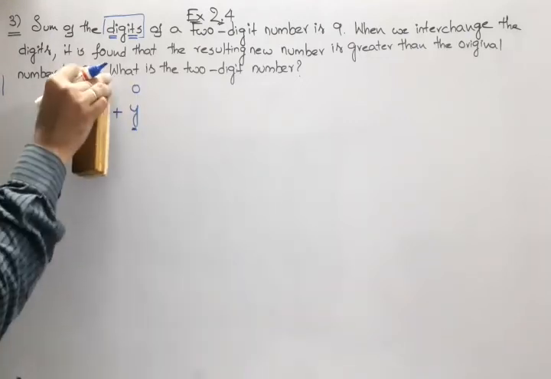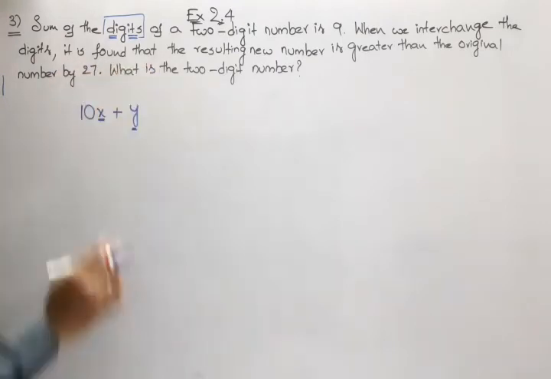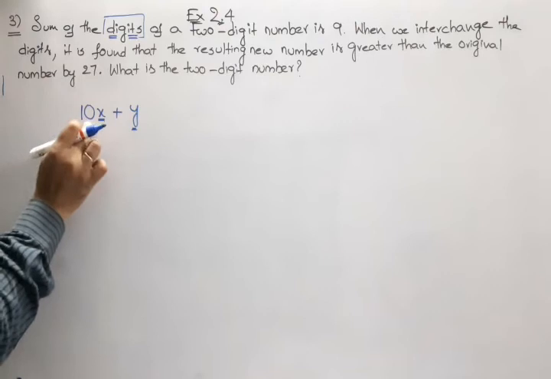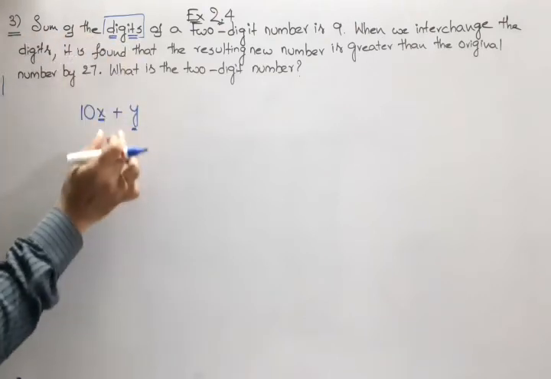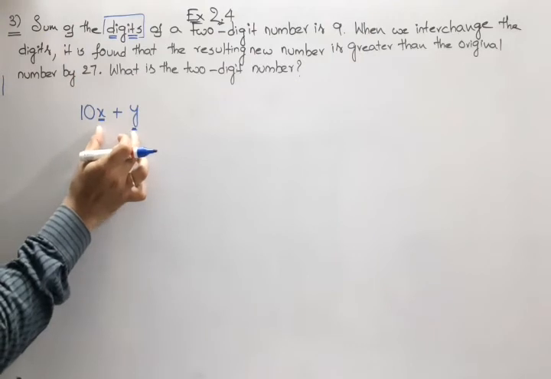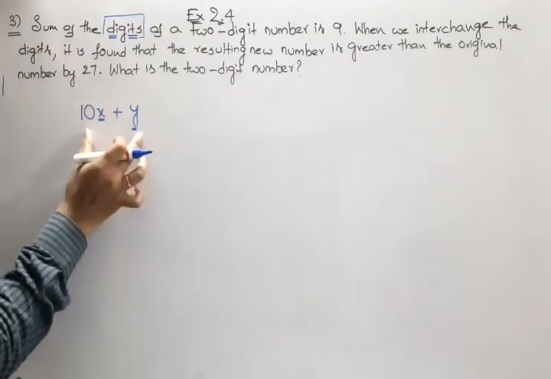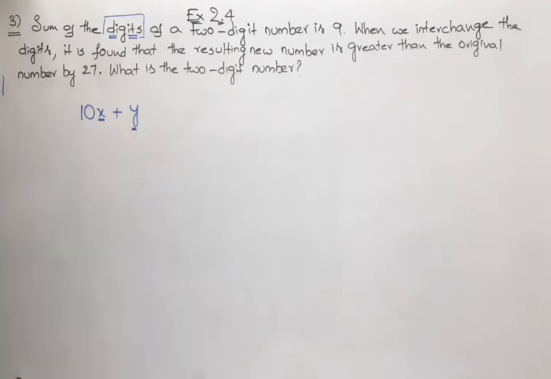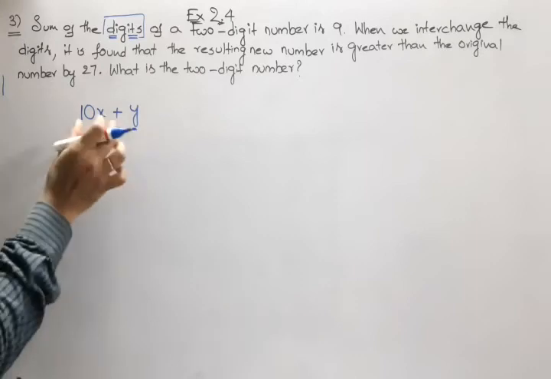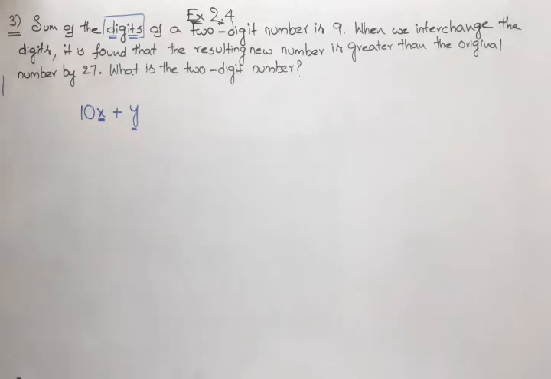So this x and y are the digits, whereas 10 is the place value. Now look, sum of the digits means what we have to take? We have to take only x and y. You should not take 10x plus y. Hope you are clear. This is a very important point for this concept. So we have to take the digits as x and y only.